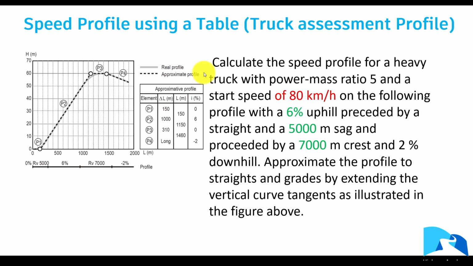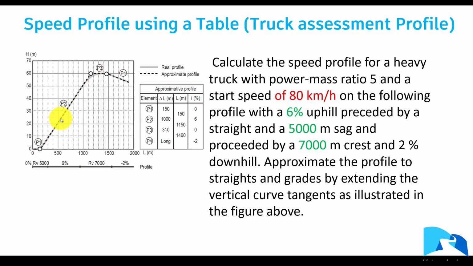Here I'm going to give an example. We've been told to calculate the speed profile for a heavy truck, which has a power mass ratio of 5, and it starts at a speed of 80 kilometers per hour. After that, it follows a profile of 6%, followed by a straight, and then a 500 meter sag, preceded by a 7,000 meter crest and a 2% grade downhill. So we have a 6%, then a 2%. Then we have a crest at this point.